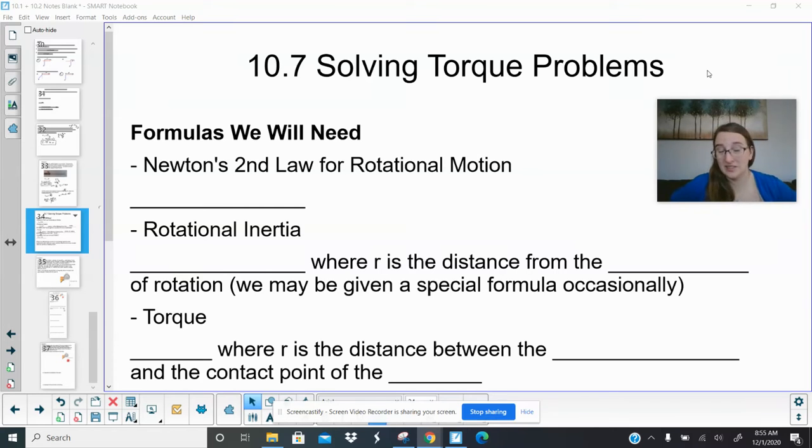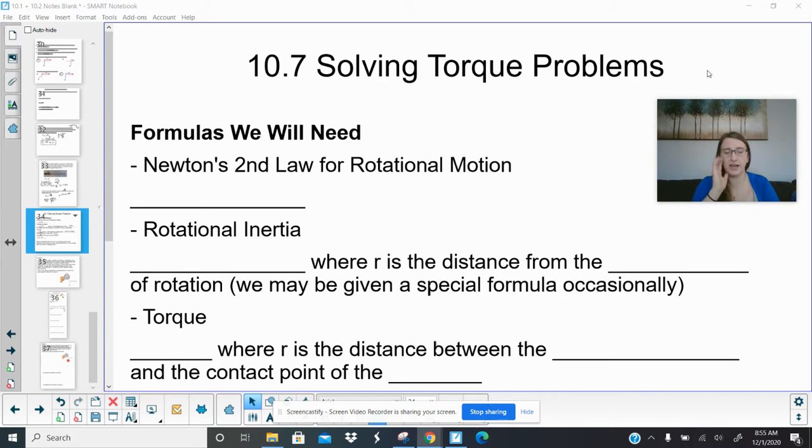Okay, so we are at the hardest lesson of this unit, which is solving torque problems. Now, we're going to go over some of the formulas we're going to need because we're going to need several. These are going to be very similar to solving the force problems way back when. We're going to be dealing with pulleys because, since we are talking about torque, before we only talked about the acceleration of the masses whenever we had a pulley. Now we're talking about the torque being exerted on that pulley.